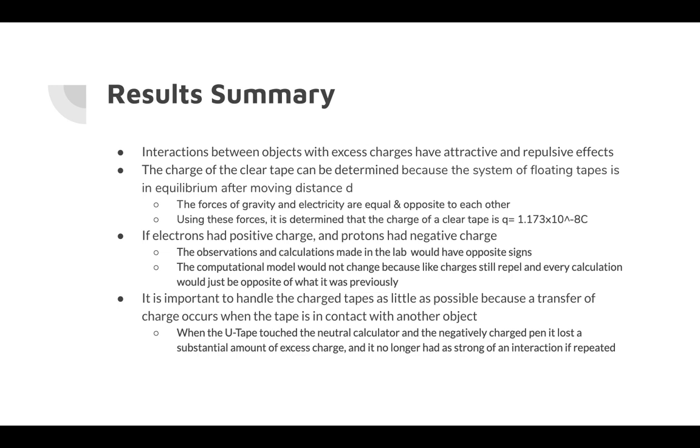The observations and calculations would change, however, if electrons were positive and protons were negative by having opposite signs, and the model would be the same because everything would just be opposite of what it previously was.